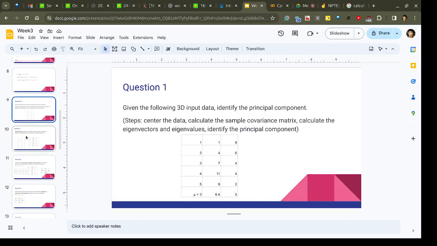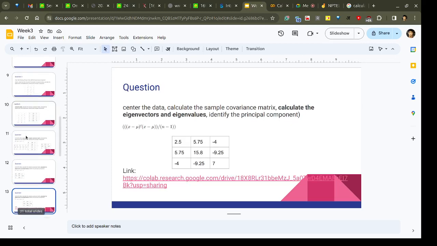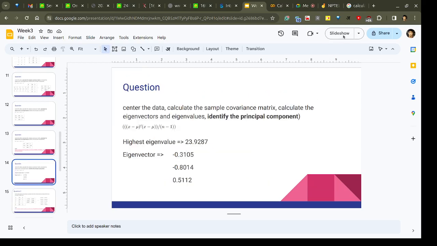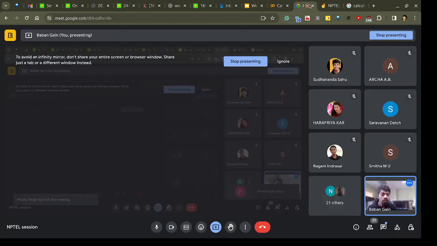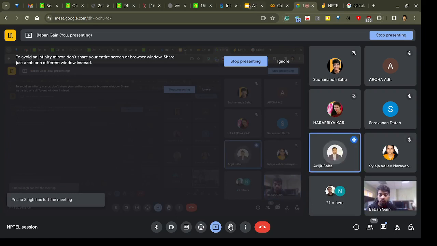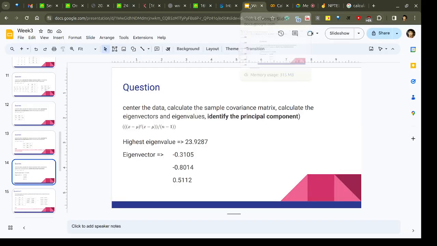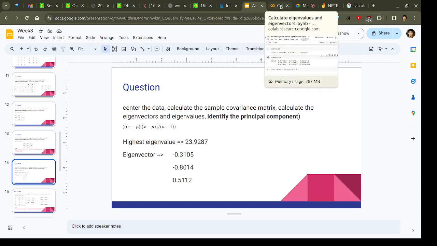The next question is very similar to this. Any question? Excuse me, sir, how do we calculate by calculator? You have used the Python code, but in the exam we have to use the calculator. So how do we calculate the eigenvectors and eigenvalues using a calculator in the exam? Okay, so eigenvectors, I think, are covered in week 0. You can find it from there.